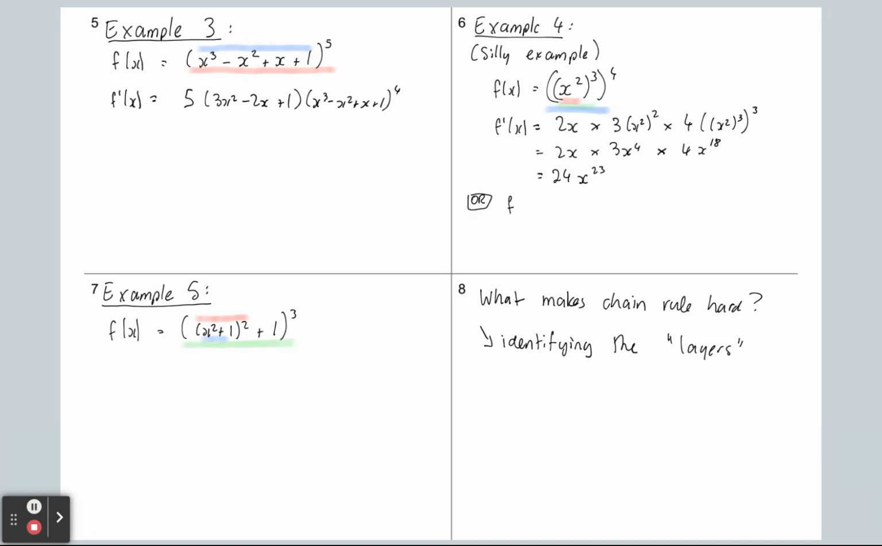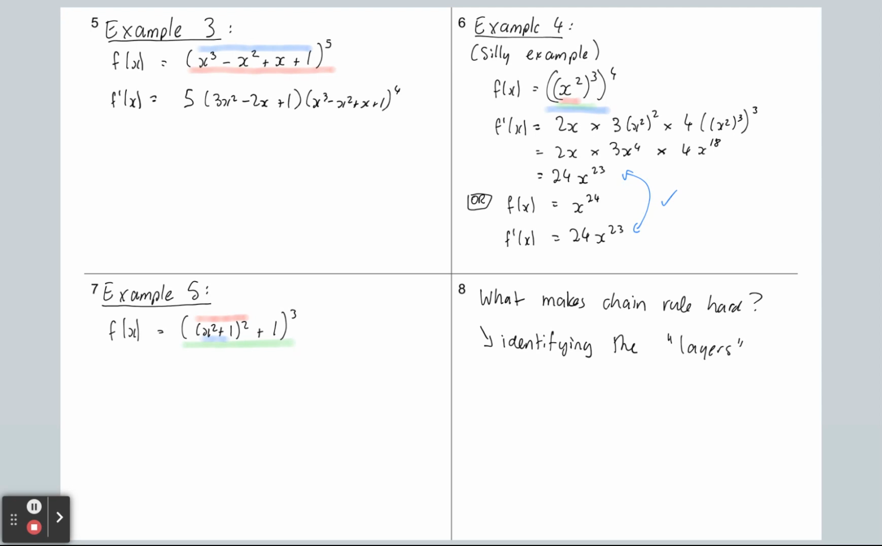Or, of course, the sensible way of doing it would have been to go 2 3s are 6, 6 4s are 24. So we have f of x equals x to the power of 24. So f dash of x is equal to, bring down the power, subtract 1 from the power that was there. And of course, it gives us the same answer. If it didn't give us the same answer, then the universe would explode. So I'm glad the universe is fine.